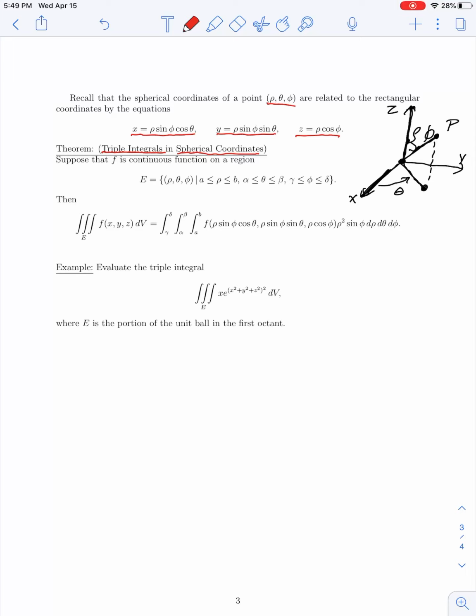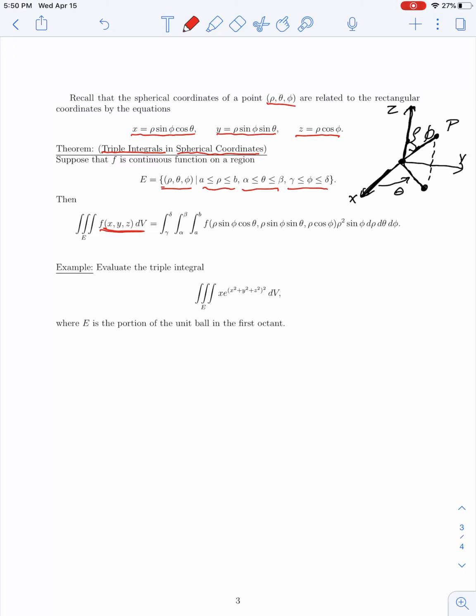So it says if we have a continuous function f on some bounded region E, which is given in spherical coordinates by the set of all points rho, theta, phi, such that rho ranges from a to b, theta ranges from alpha to beta, and phi ranges from gamma to delta. So if these are all between constant values, then we can set up the iterated integral for our triple integral of the function f over the region E as follows.